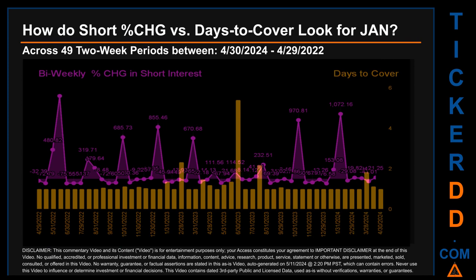Other interesting data points include: the largest percentage increase in short interest was 1,368.56%. The largest percentage decrease in short interest found across those 49 2-week snapshots was -76.58%. It occurred once on the 12th of January 2024 settlement date. The average days to cover was about 1.19. The biggest days to cover was 5.41 and it happened once on June 30, 2023 settlement date.